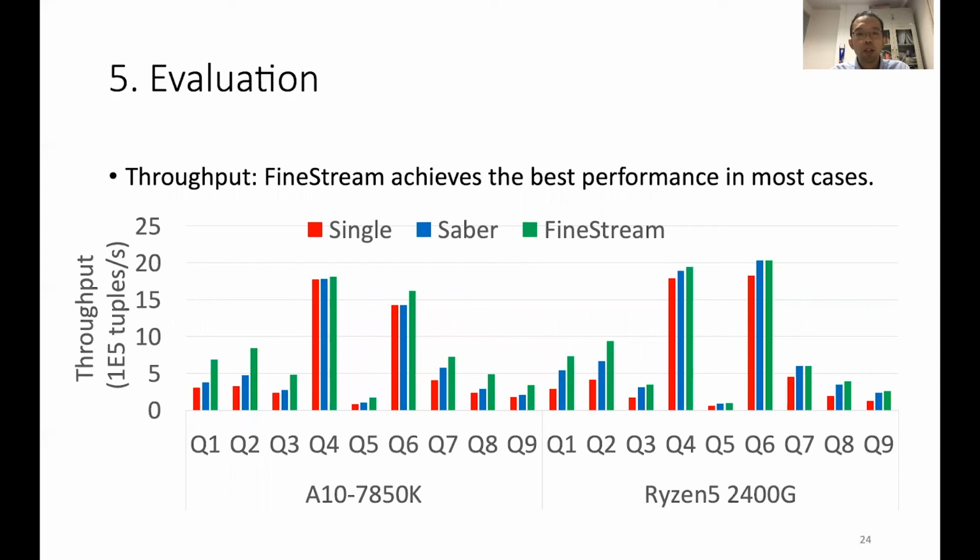Let's look at throughput. We explore the throughput of FineStream for the NAC queries. The results show the processing throughput of the best single device, SABER, and FineStream for these queries on both the A10-7850K and Ryzen 5 2400G platforms. FineStream achieves the best performance in most cases.